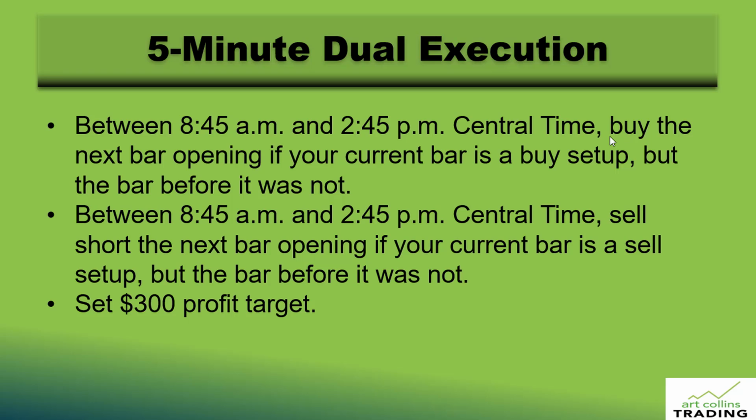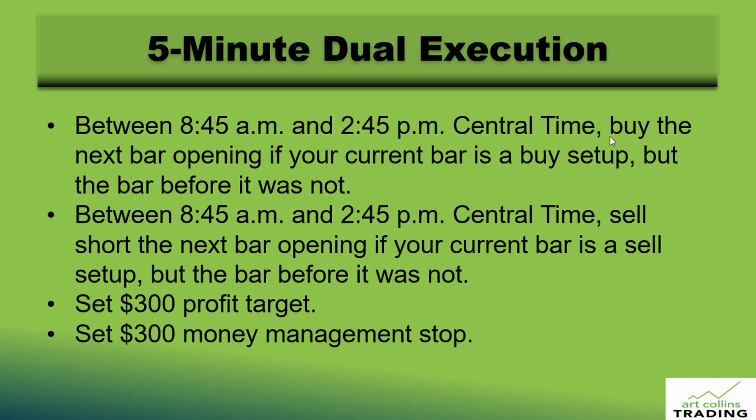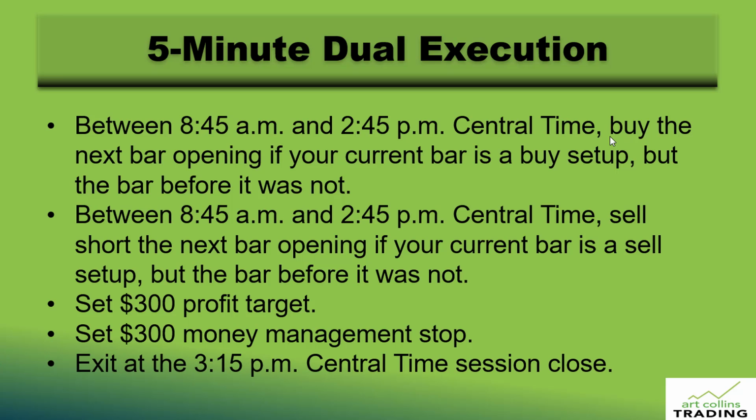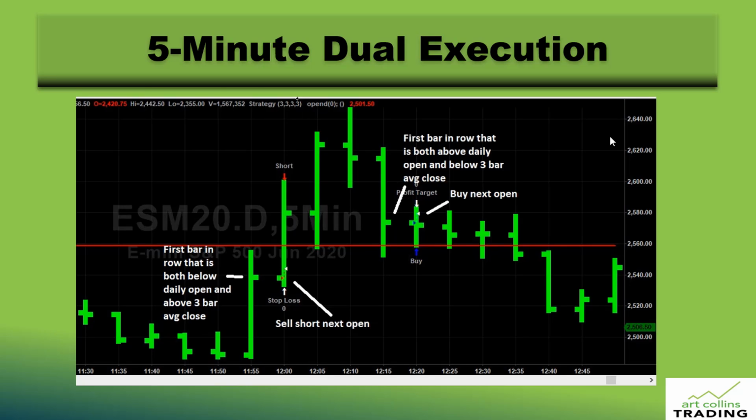So you set a $300 profit, as I mentioned, and a $300 money management stop loss. I suppose it's possible to get flip signals. You always flip to the other side if that happens. And any trade that you remain in at the 3:15 close, you exit. Day system only. Again, quick in and outs, no overnight sweat.